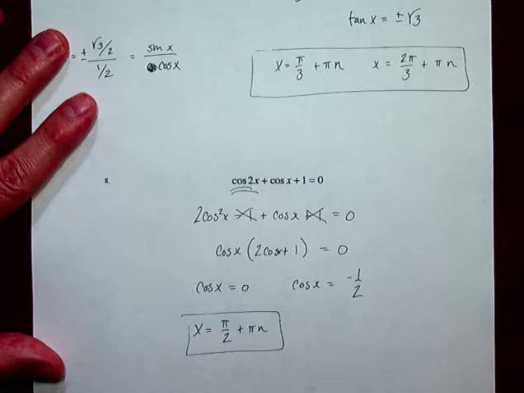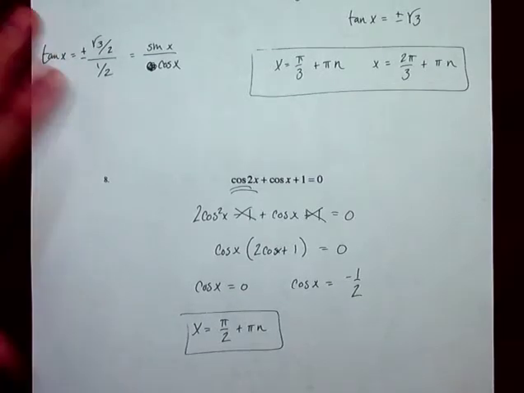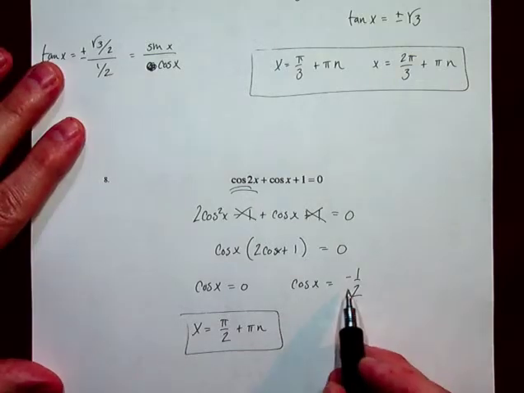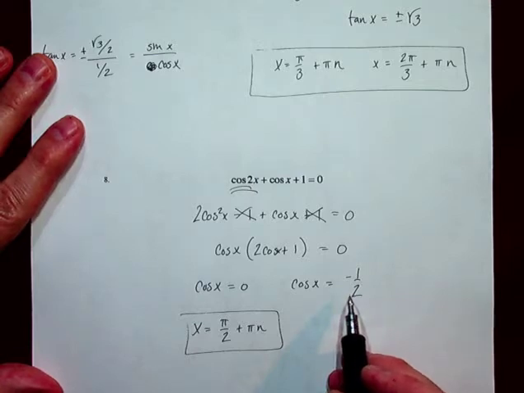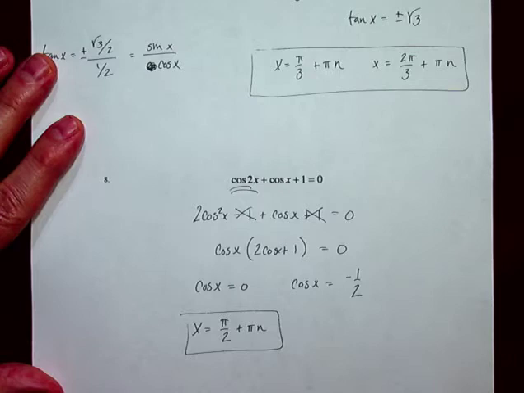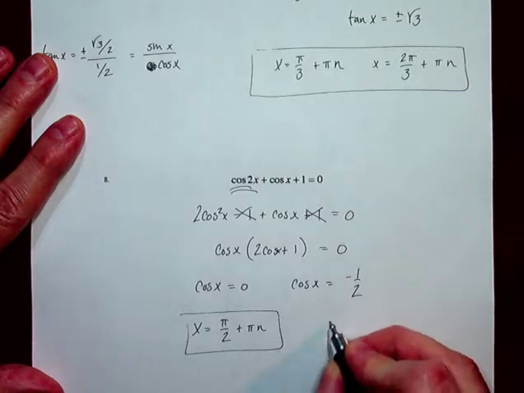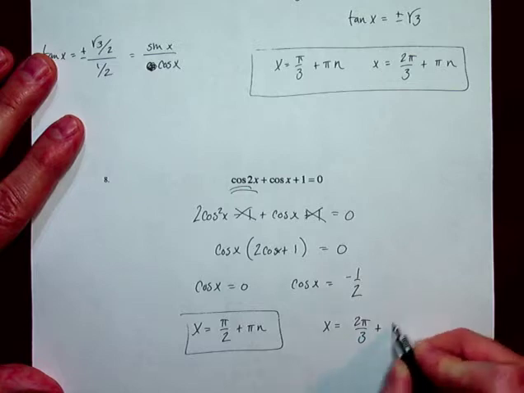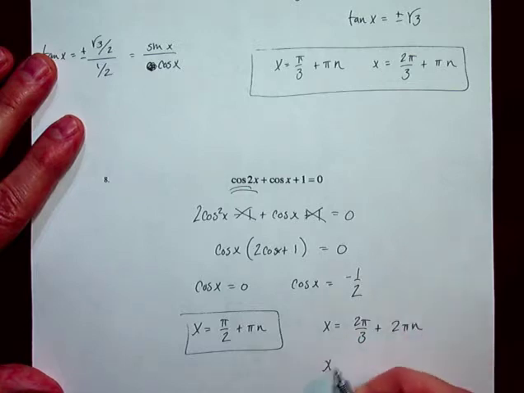Now, whereas cosine equal to negative 1/2, well, we've already been talking about where sine is √3 over 2 and cosine is 1/2. It's where the reference angle is pi over 3, but I'm looking at the negative values, so of course it's going to be in the second and third quadrant, right? Left from the y-axis. And so we have x is equal to 2 pi over 3 plus 2 pi n, and 4 pi over 3 plus 2 pi n.